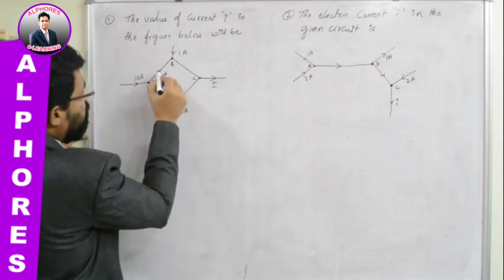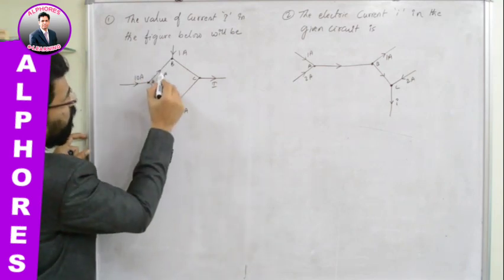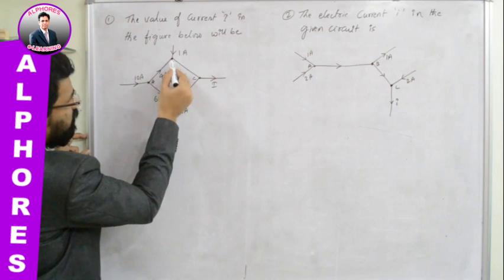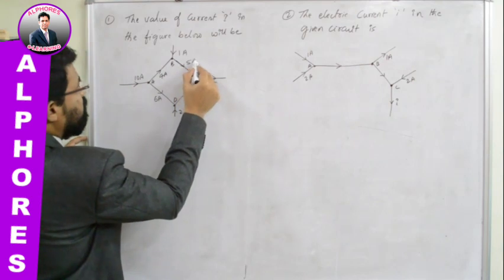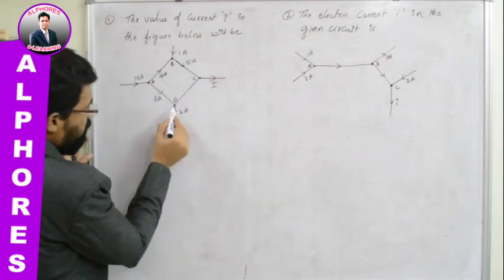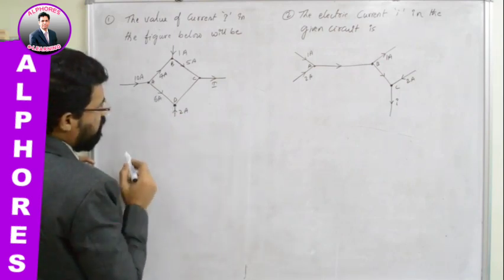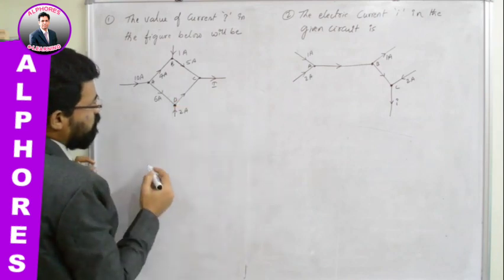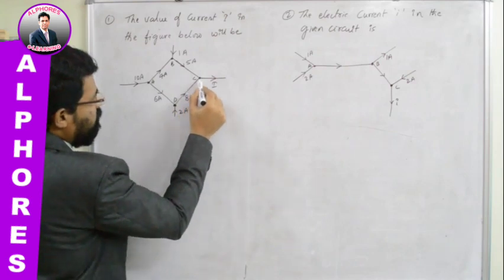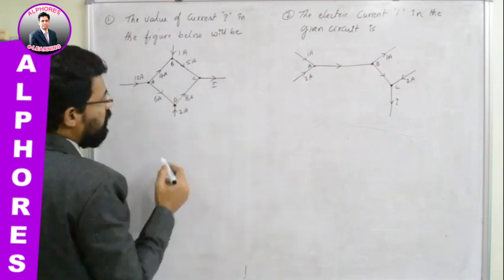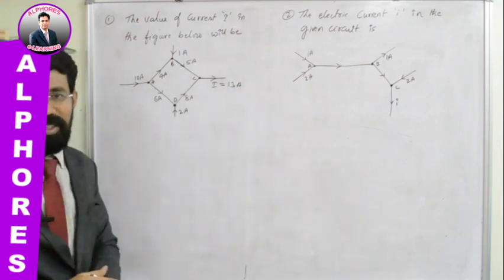Now this 4 amperes of current is approaching junction B. 1 ampere of current is also approaching junction B. If 4 and 1 are approaching this junction, how much current should leave the junction? 4 plus 1, 5 amperes. Now see junction D, concentrate on this one. 2 amperes of current is approaching junction D and 6 amperes of current is approaching junction D. So how much current should leave? 6 plus 2, 8 amperes. And 5 amperes of current is approaching junction C, 8 amperes of current is approaching C. So how much current should leave junction C? 8 plus 5, 13 amperes. So the answer is 13 amperes.